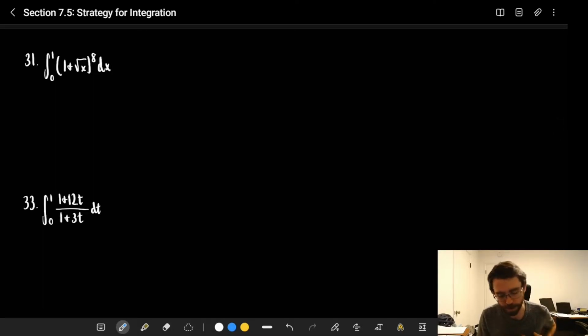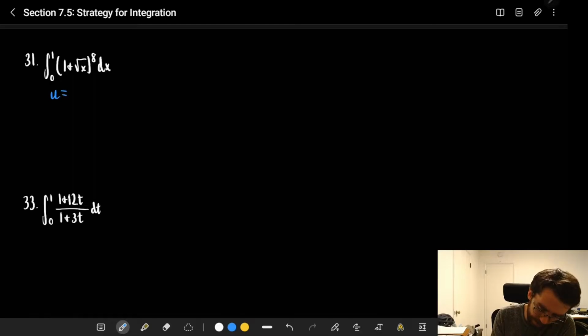I saw this one when I was writing it down, and I thought to myself, that would be annoying to FOIL out. Some binomial thing to an 8th power. I mean, you could do it if you want. I don't really want to. Whenever I see something to an ugly power, I think u sub. Right, I think just make the thing in parentheses u.